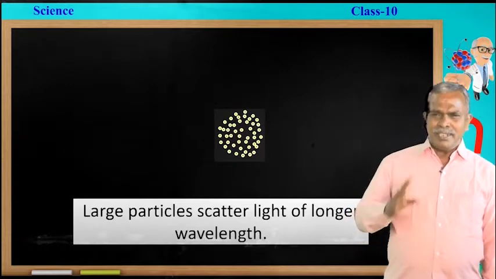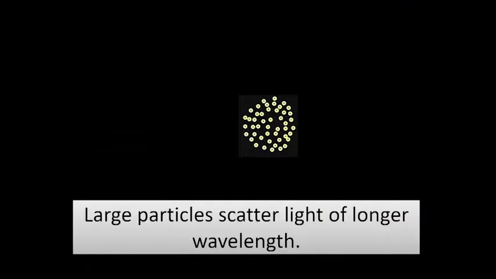See, whenever the light is made to pass through the large particles, they are going to scatter light of longer wavelength. I told already violet is having least wavelength and red is having longer wavelength. Anyhow, the larger particles will scatter the light of the longer wavelength.